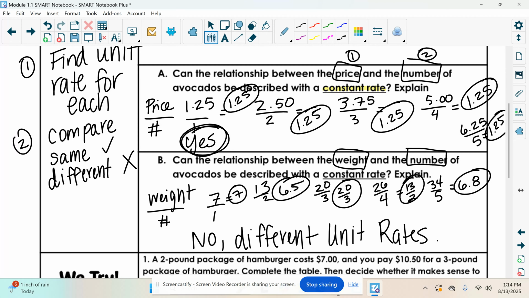You are going to do this exact same thing on your homework tonight. You're going to have to find the unit rates and decide, are they the same or are they different? Okay? Use your notes. They should help you.